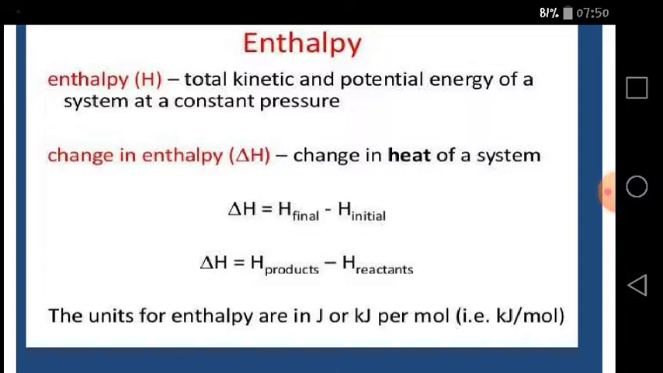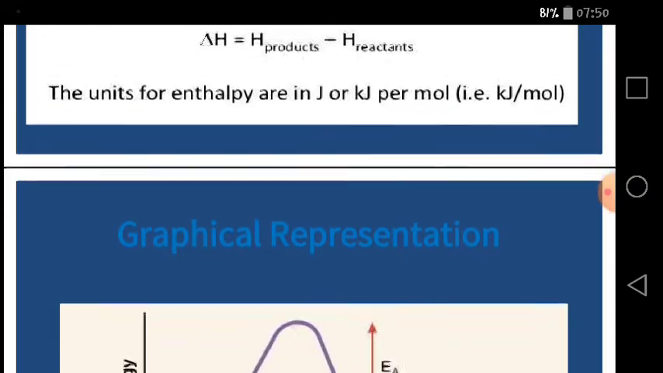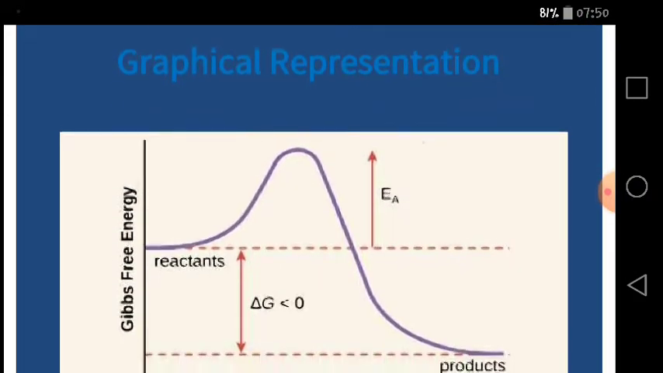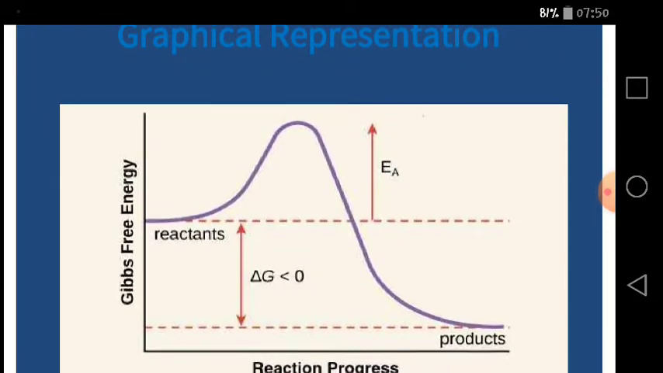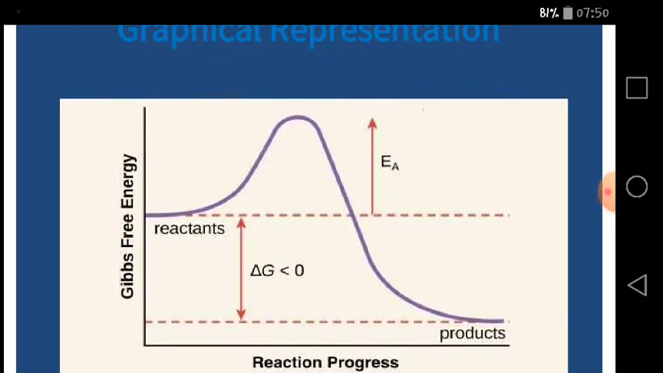And in a chemical reaction, both the reactants and the products will have a certain amount of energy, and that energy change is represented by delta H, and the unit of enthalpy is joule or kilojoule per mole. Dear students of LPS, this is the graphical representation of enthalpy change. You can see a reactant starts reacting, and before going on to form the products, it needs an activation energy.